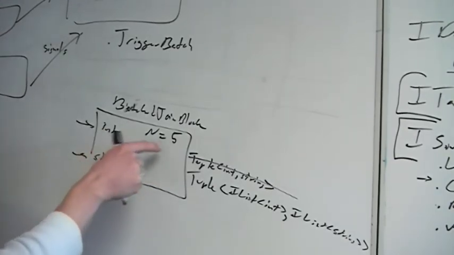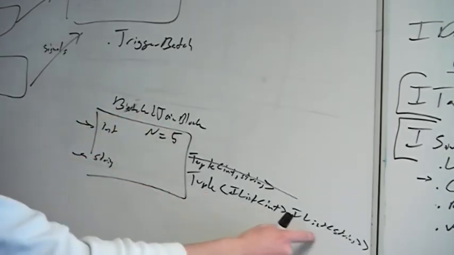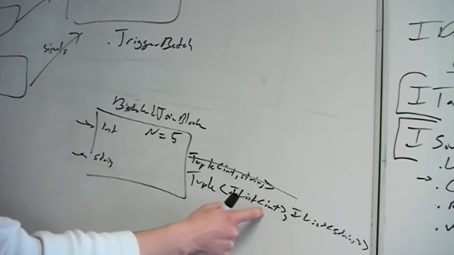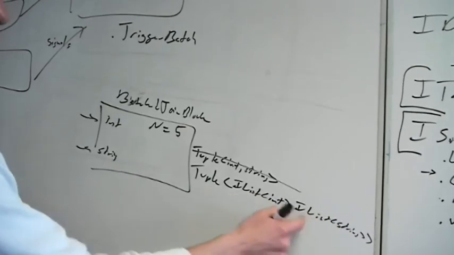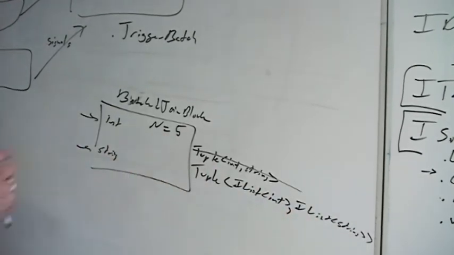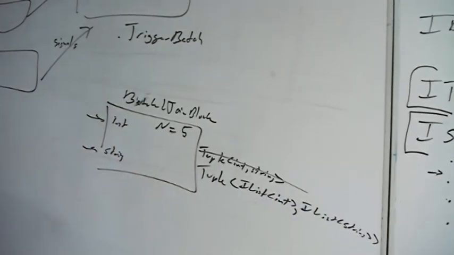He just needs 5 things. And then every time he gets 5, he'll create a tuple of 2 lists, one of which contains all the integers that arrived, and one of which contains all of the strings that arrived. And the sum of the counts of these two will add up to 5.